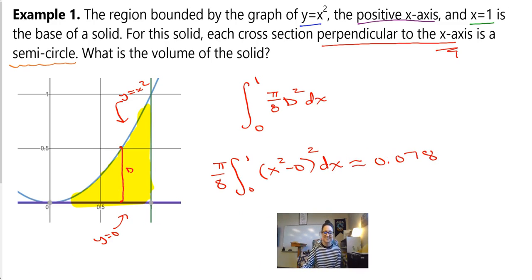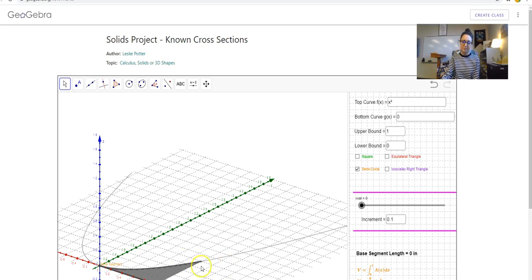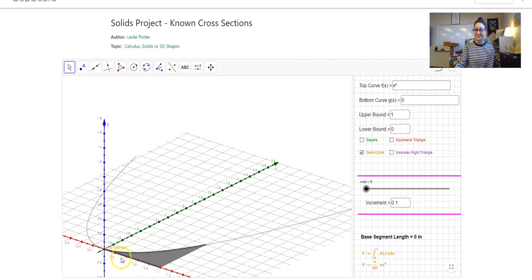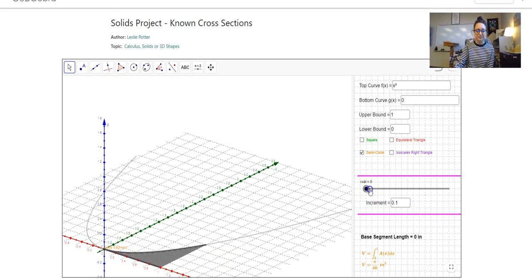All right, so that is that volume. Let's take a look at another model. So notice I've got our parabola tilted here. That gray region is the region of our base. And so now let's stick some semicircles on here.